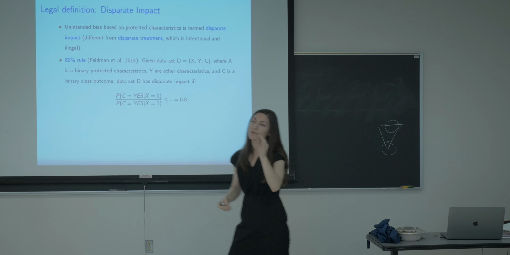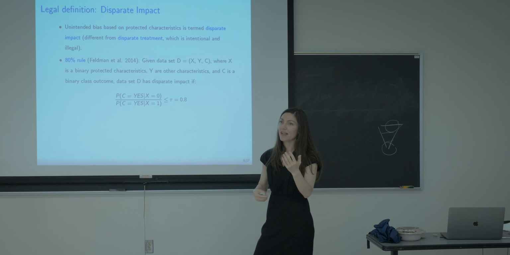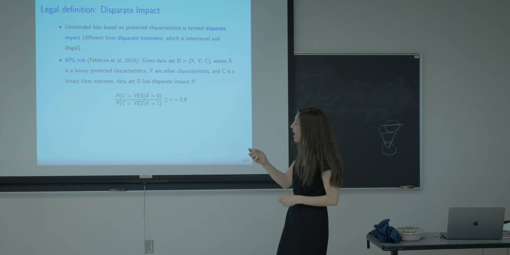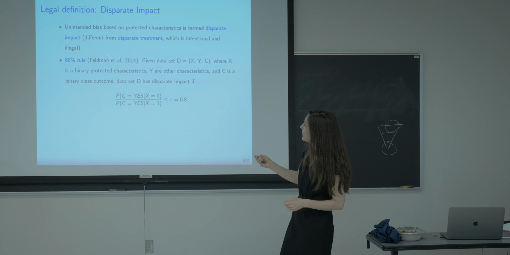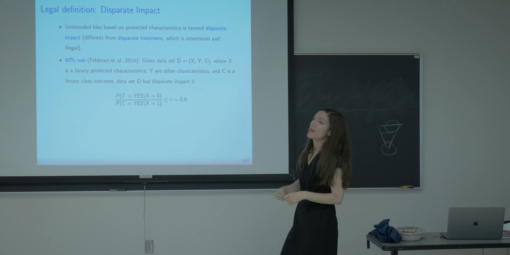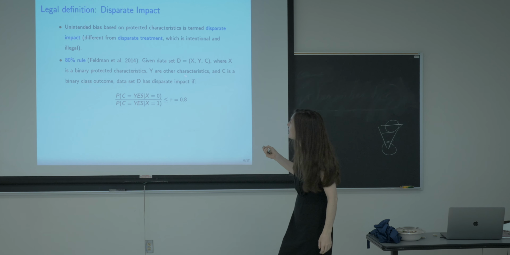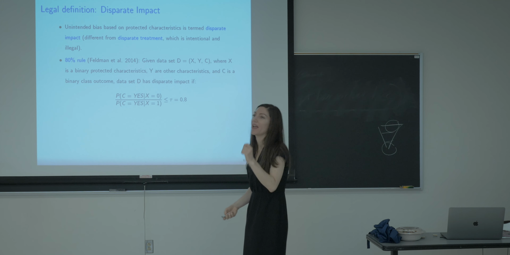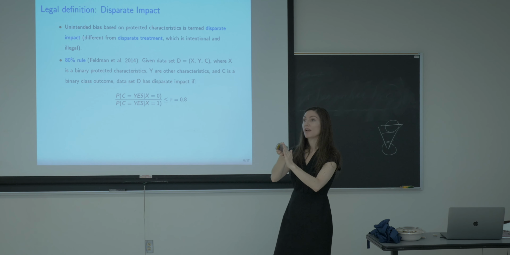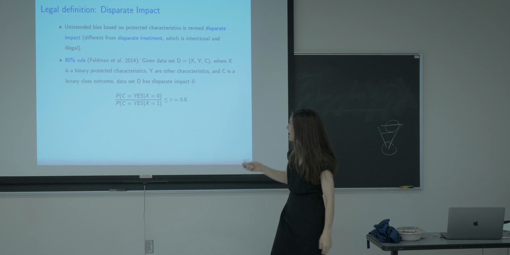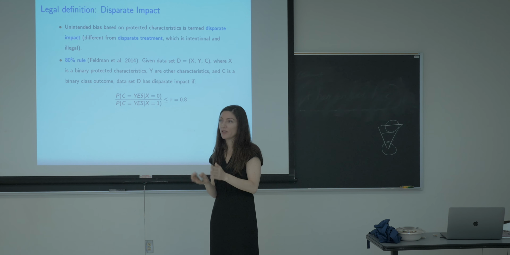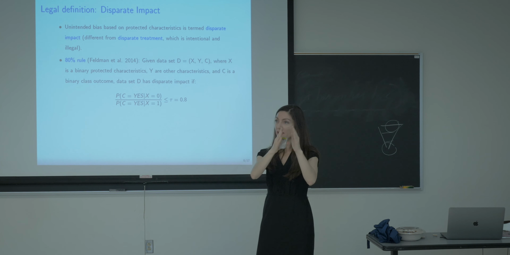But here I want to introduce one rule, the 80% rule, which is a rule of thumb that has been used to evaluate whether disparate impact occurs. I'm going to introduce it using the notation used in Feldman et al., from 2014. So suppose that we have a data set D. This data set D contains a column X with information about the protected attribute, the protected characteristic of the observations in the data set. Y are other predictors included in the data set, which may be correlated to some extent with X.